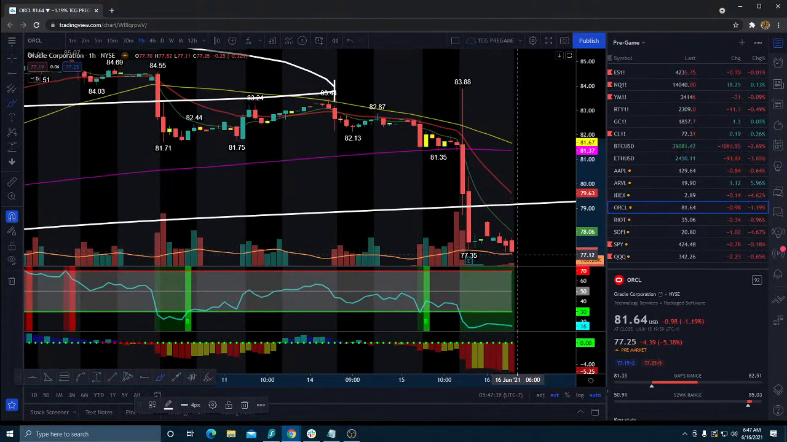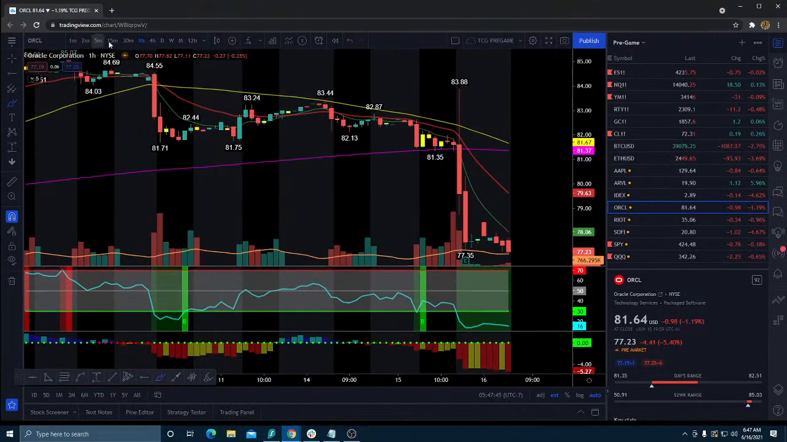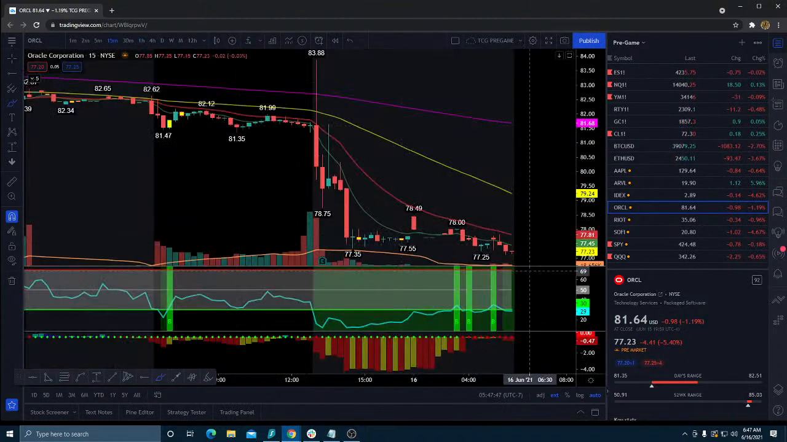You would have to be very careful, be protective, because it can keep going farther down than we can remain solvent. But I like Oracle to the long side, crushed earnings. It was priced to perfection and now they're being punished, but I'd like a potential bounce up. Resistance 77.18, 78, and 78.49.